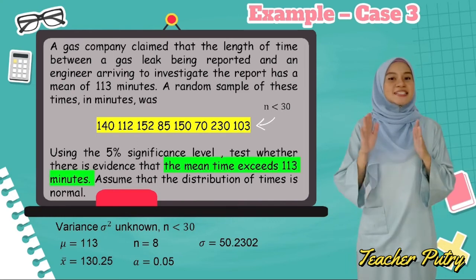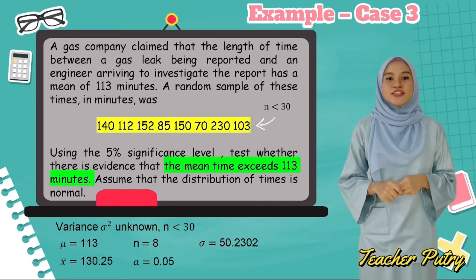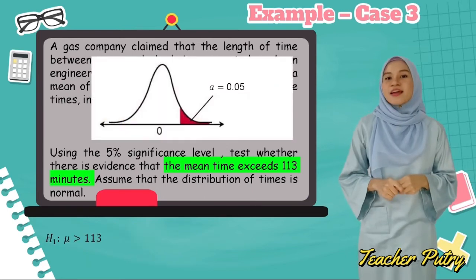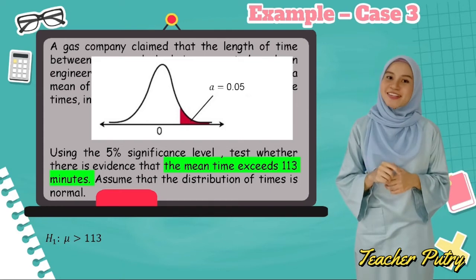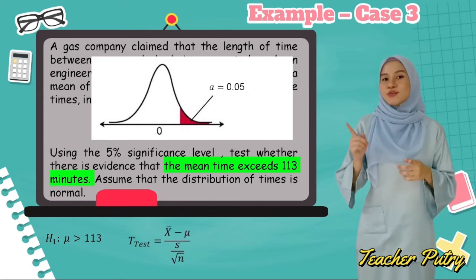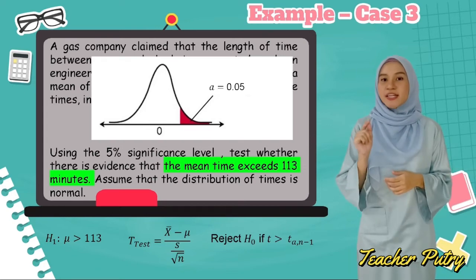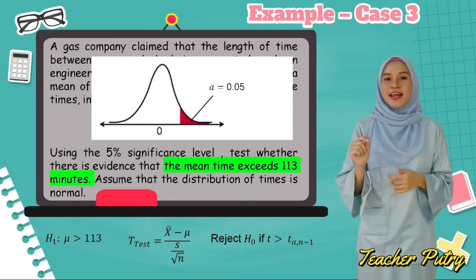Next, the question asks us to use the 5% significance level to test whether there is evidence that the mean time exceeds 130 minutes. So, the rejection region is on the right tail test. We can write H1: mu more than 113, because the question mentioned exceeds 130 minutes. We're going to use the t-test. We can conclude to reject H null if t is more than t alpha, n minus 1.